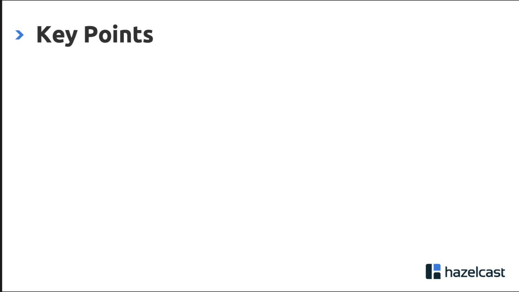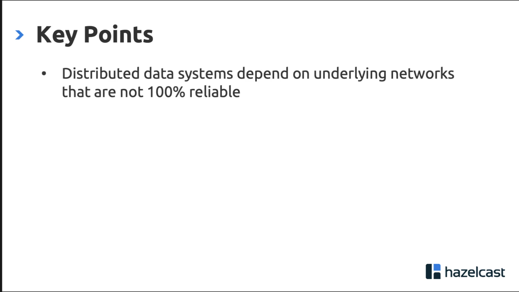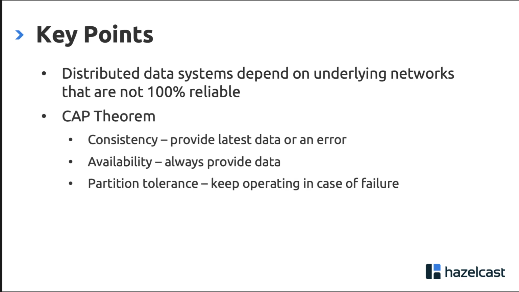Some key points to take away from this lesson. Distributed data systems are dependent on the underlying connectivity between members. These networks are never 100% reliable. There will at some point be a network outage that affects cluster operations. The CAP theorem discusses how a distributed data system will operate in this environment. Consistency means that the system returns only guaranteed data or an error. Availability means that the system always returns data. And partition tolerance means that the system has the ability to operate if the network fails.